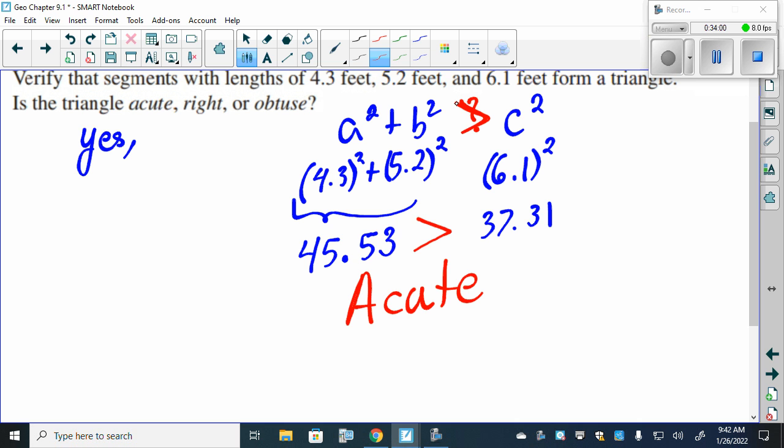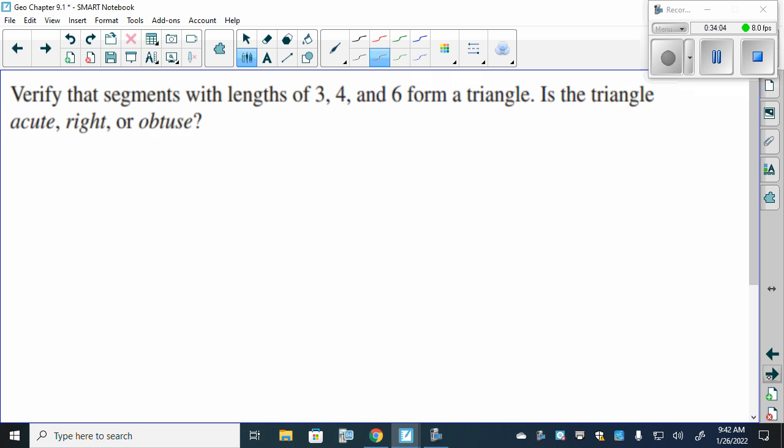Any other questions on this here? All right. Let's look at the next one here. Verify that the segments form a triangle. Well, yes, because 3 plus 4 is 7. 7 is bigger than 6, so this would be a triangle.